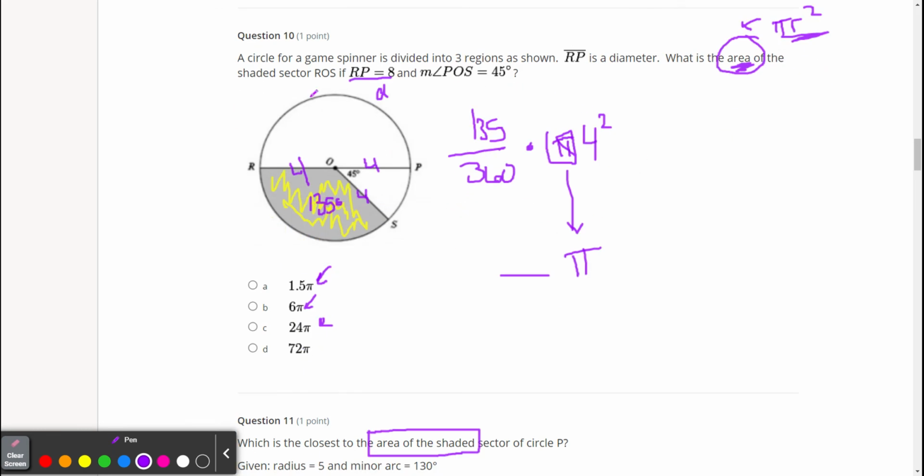Thanks, Jacob. The circle game spinner is divided into 3 regions below. RP is the diameter. What is the area of the shaded sector ROS? ROS is this one. If POS is 45, so it should be 135 divided by 360 times 16. No, that should be the right answer. Let me go see if I can fix it.